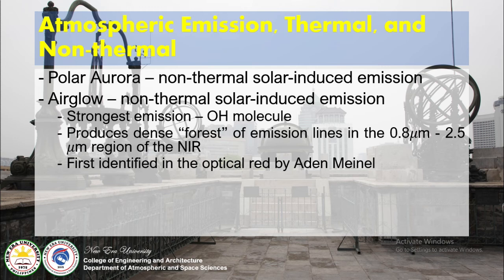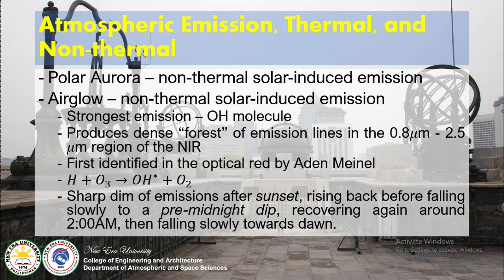So how does the airglow happen? We have a hydrogen atom which reacts with ozone. It produces an excited hydroxide molecule and oxygen gas. The airglow is also variable. There is a sharp dim of emission after sunset, rising back before falling slowly to a pre-midnight dip, recovering again around 2 a.m., then falling slowly towards dawn.